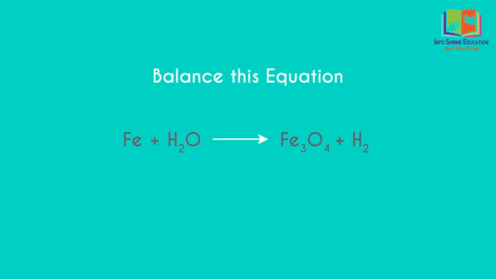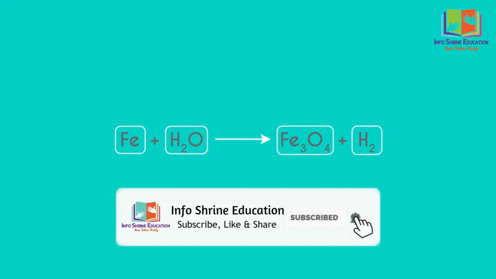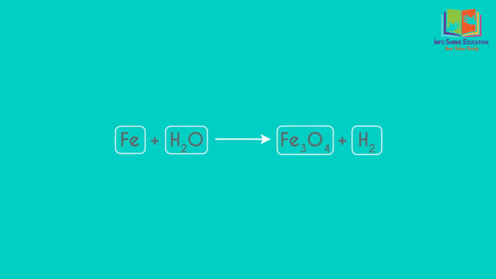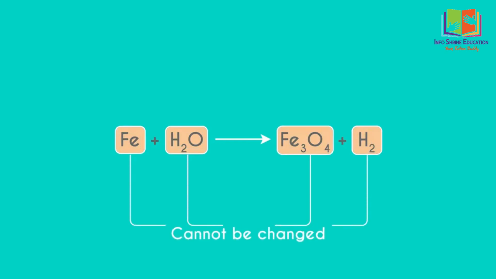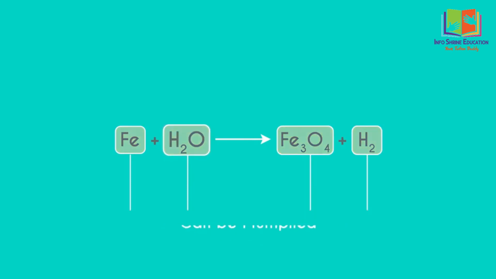This was the equation I had asked you to balance. What's the first step we can do? We draw boxes around each element or compound. The purpose of these boxes is to make sure that you don't change anything inside the boxes. Whatever you want to multiply, you do it to the entire box and not just one particular element.